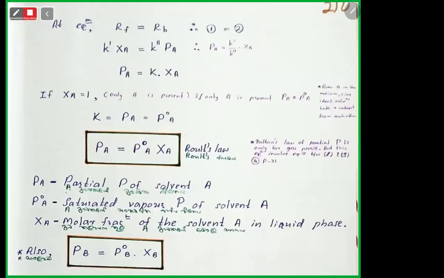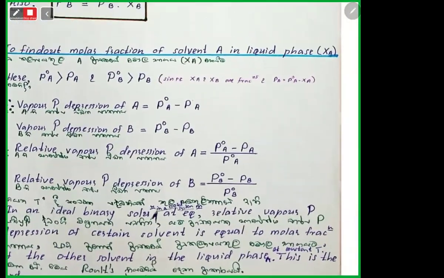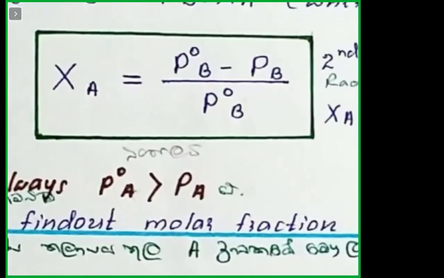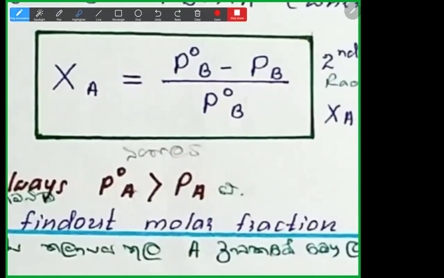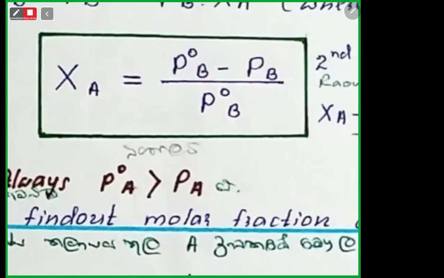We can write the same thing for PB as well. Then this is the second version of Raoult's law. Relative vapor pressure depression of one component equals molar fraction of the other component in liquid phase. This is the partial pressure in the mixture of A and B together. But that's always less than the saturated vapor pressure, because when the second component is there, together they make the total pressure. So each pressure contribution from each component is less. That's what we have shown here.